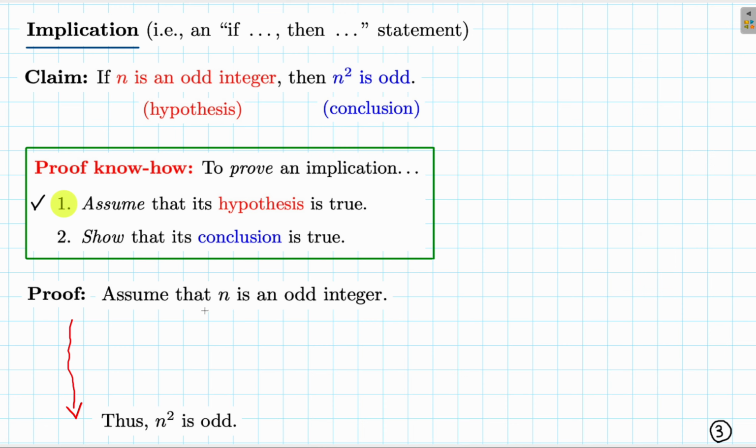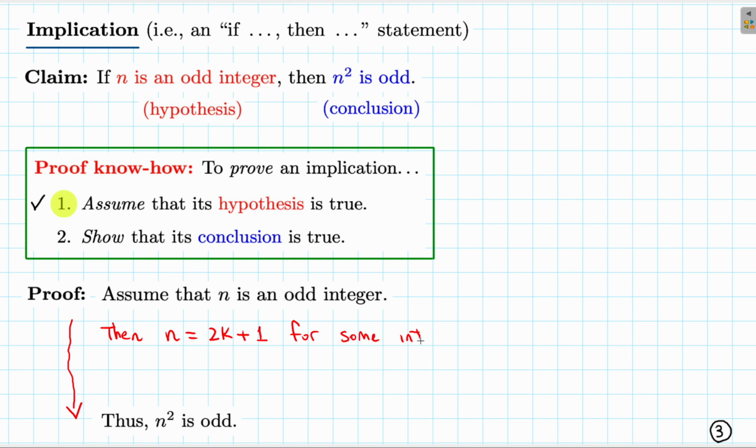Now, we're assuming that n is an odd integer. And we just saw that n being an odd integer means we can write it as 2 times another integer plus 1. So let's recall that definition and write it down. So we can say then n can be written as 2 times k plus 1 for some integer k. So that's our definition of an odd integer.